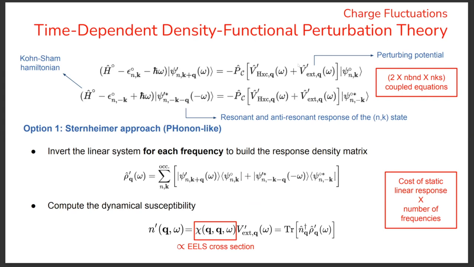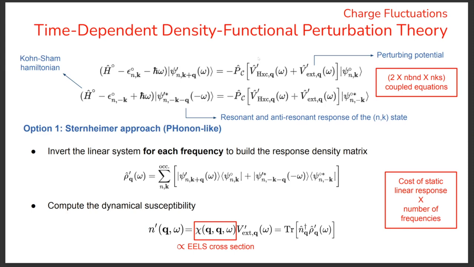So these equations are identical to the Sternheimer equations of the phonons with two differences. Apart from the external perturbation, which in this case is different, you also see that you have two equations, because we have the response orbitals at plus omega and minus omega, the resonant and anti-resonant response, which happens at finite frequencies.